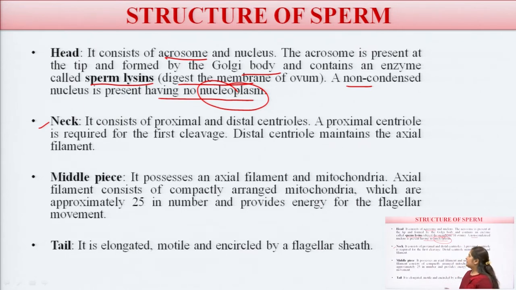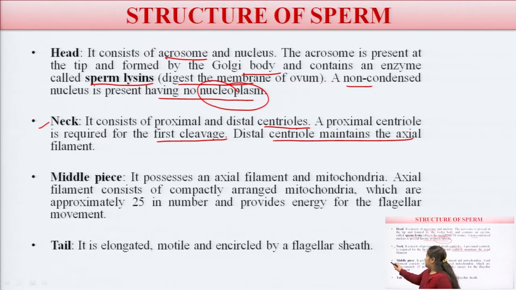The neck consists of the proximal and the distal centrioles. The proximal centriole is required for the first cleavage, and the distal one maintains the axial filament of the tail. Now, the next one is the middle piece, which we also call the body of the sperm. It possesses the axial filaments and mitochondria for the movement of the sperm towards the egg cell.